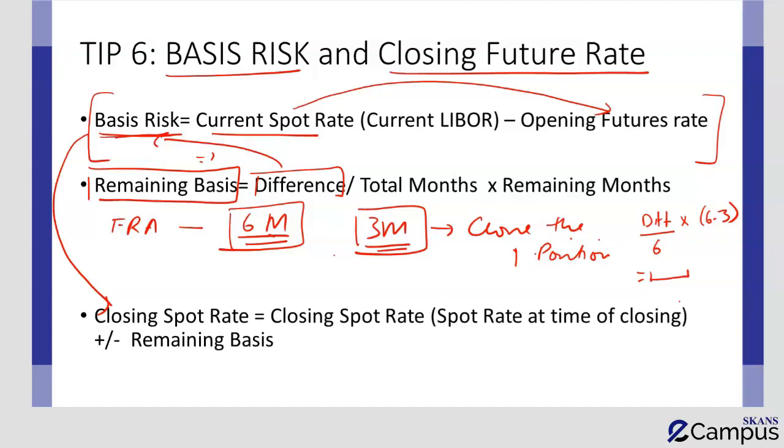Now I will add that value to our closing spot rate, which is the spot rate at the time of closing, to get our closing future rate. Sorry, this is called a future rate, so this is not spot rate, this is future. The closing future rate is calculated by knowing the closing spot rate, which will be given in the question, and adding the remaining basis, which I have just shown you how to calculate using the formula. If you have confusions, it is recommended that you either email me or you try to solve some of these questions. Attempting and practicing is very important while understanding these concepts.